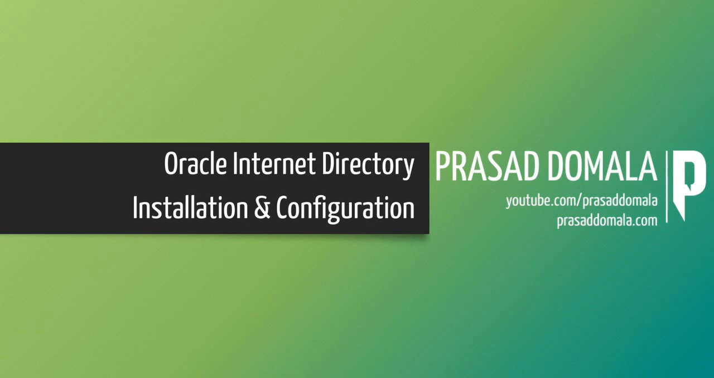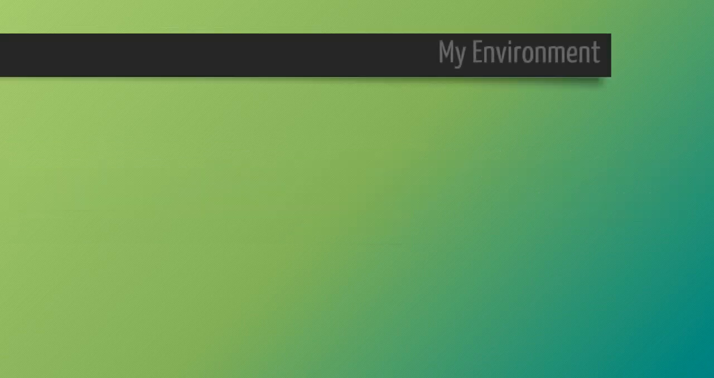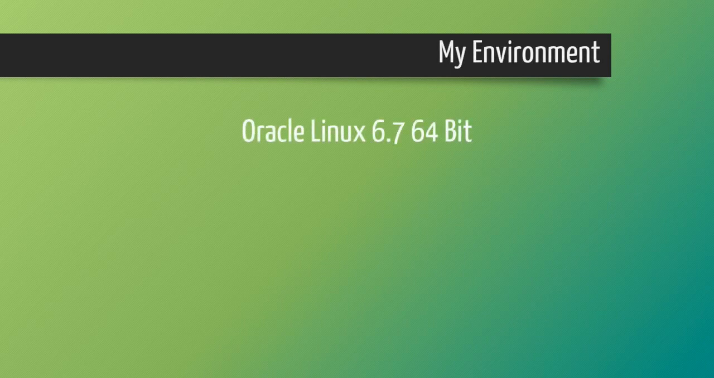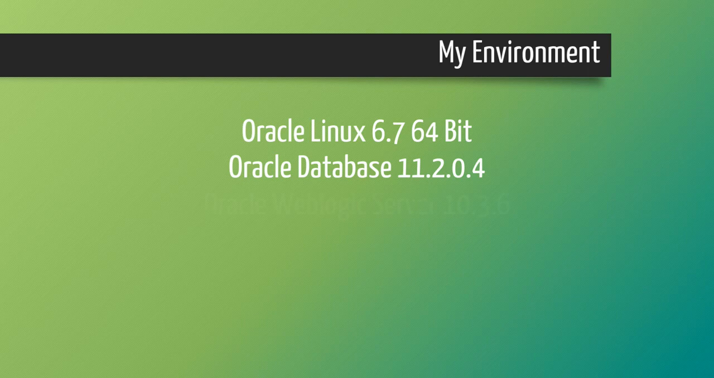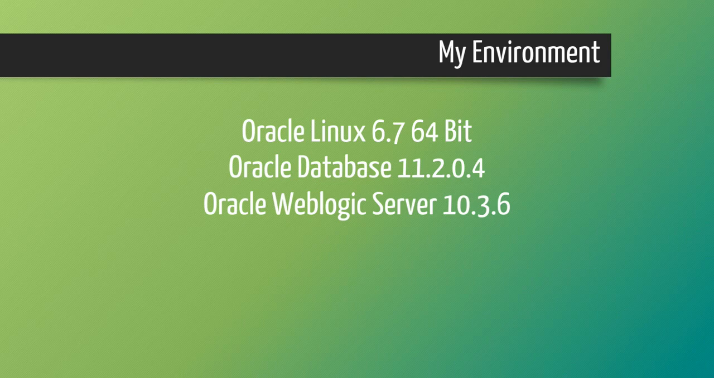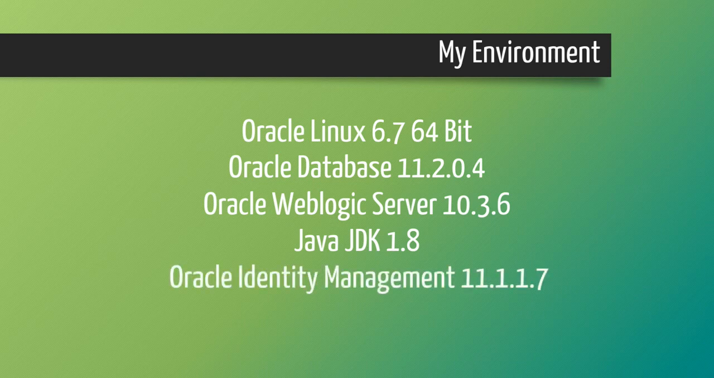So let's dive in. First things first, let me tell you the environment I'll be using today. I'll be using Oracle Linux 6.7, 64-bit. We need a database for our OID to store the data, so I'll be using Oracle Database 11204. We also need Oracle WebLogic Server, and 10.3.6 is the version I'm using. I'm using WebLogic generic jar installable. I need JDK as well, and I'm using the 1.8 version of JDK. Finally, I'll install and configure Oracle 11.117 version.